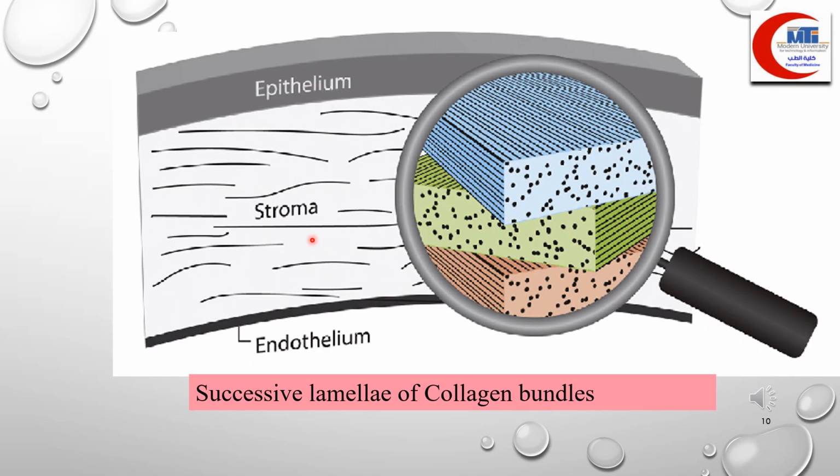This diagram shows the structure of the cornea with the epithelium, stroma, and endothelium. This stroma, as we see here, is formed of successive lamellae of collagen bundles. The parallel collagen fibers form the lamellae. These successive lamellae of collagen bundles are perpendicular to each other.